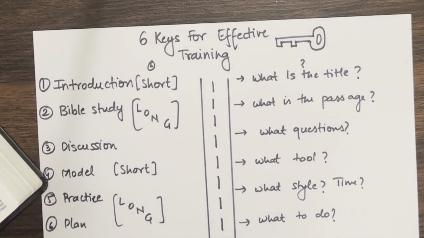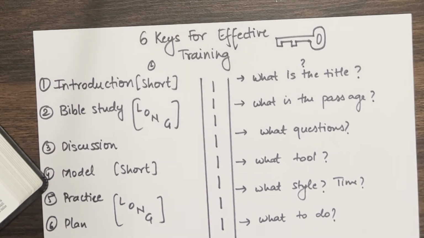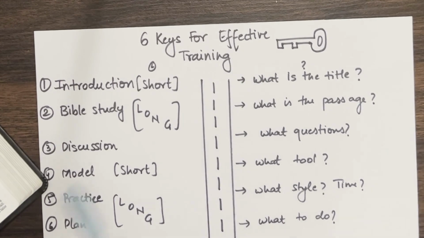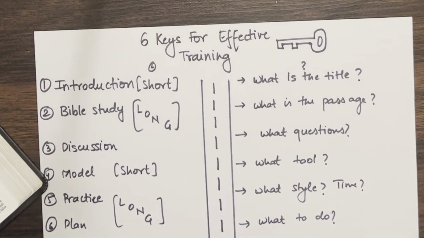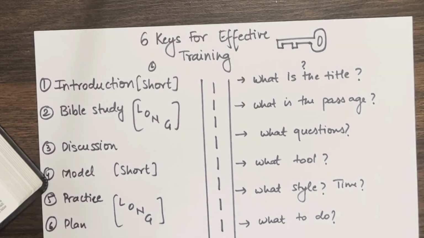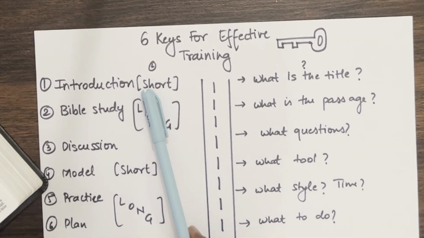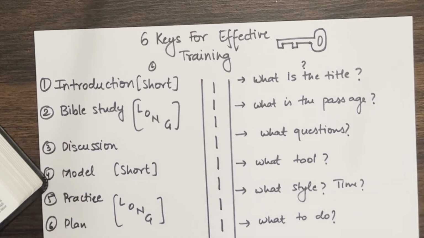So for every module or training tool that we're going to roll out to our disciples and those we are training, there are 6 essential components that we need to have with every single module. The first is introduction. When you get up to train any tool, you want to have a very short introduction. So this is going to be the time frame in which it is trained. There are also questions for each of these to help you develop a module.